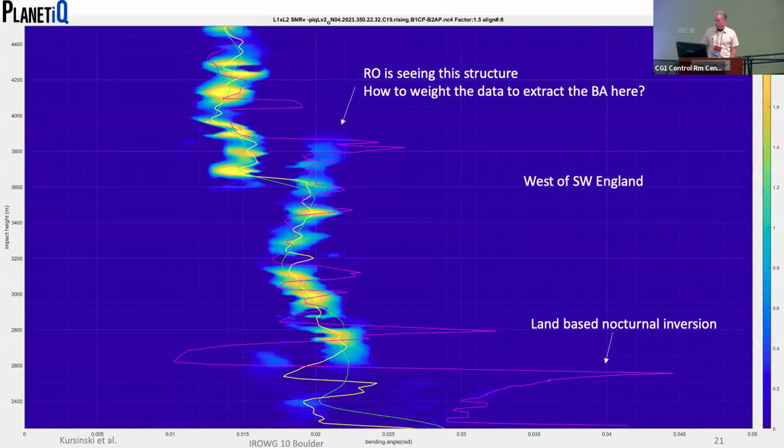This is one to the southwest of England. The green is the UCAR retrieval, the yellow is the retrieval I've been working on, and the purple is the high resolution radiosonde. You can see that the RO is seeing this structure up here. The retrievals right now are not pulling it out, but the information is in there.